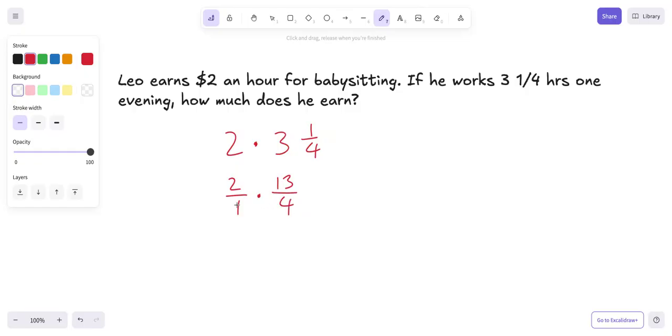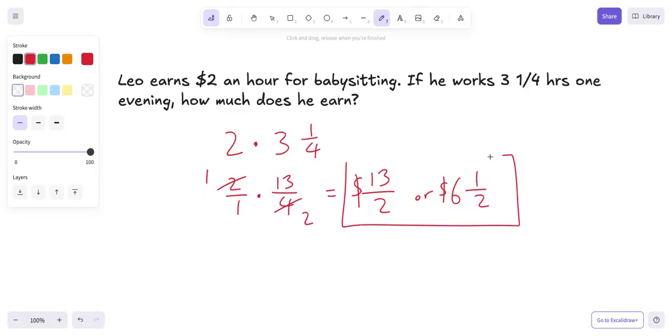over 4. 2 and 4 can both be divided by 2 to get 1 and 2. So this is 13 over 2. And that is also 6 1/2. So $6.50, or 13 over 2 dollars. All right, good luck on your practice.